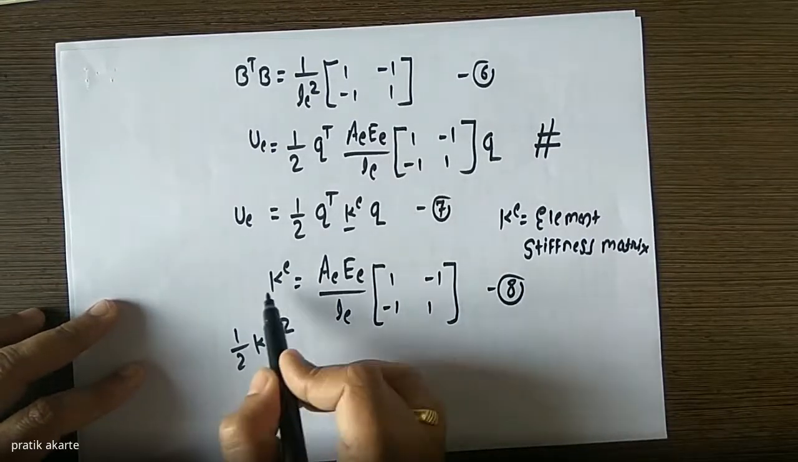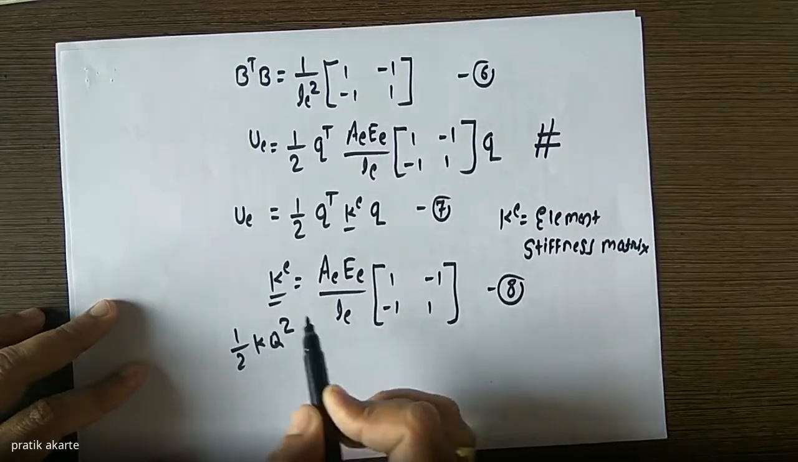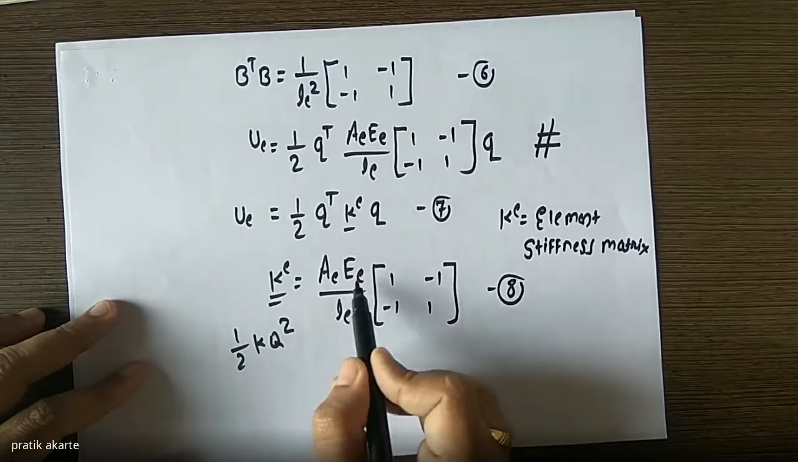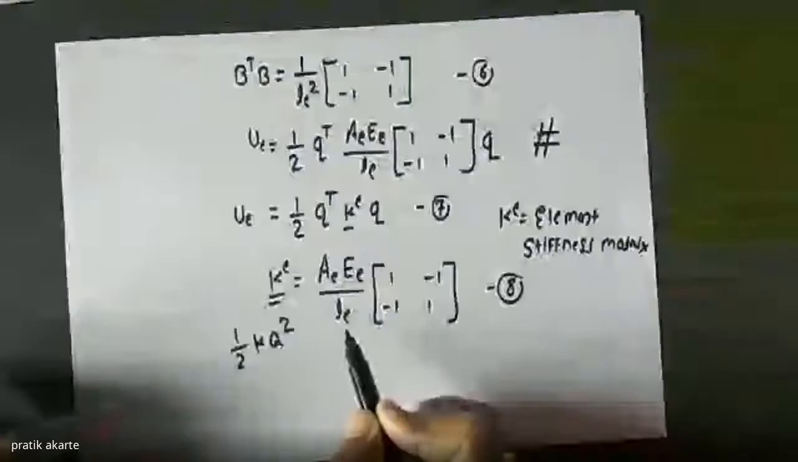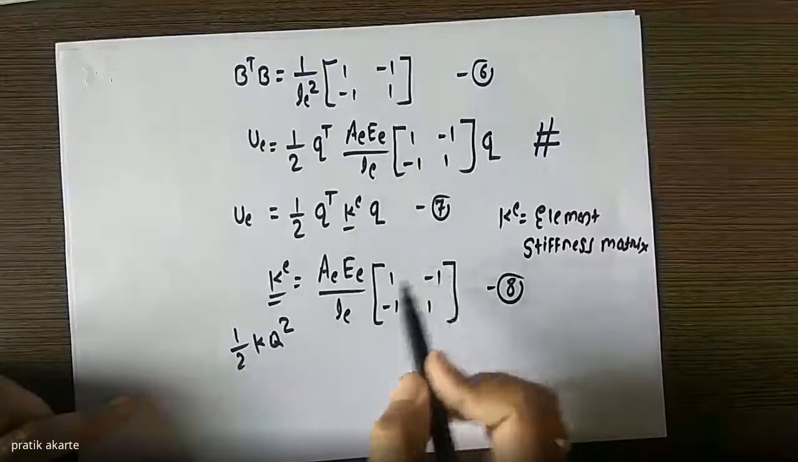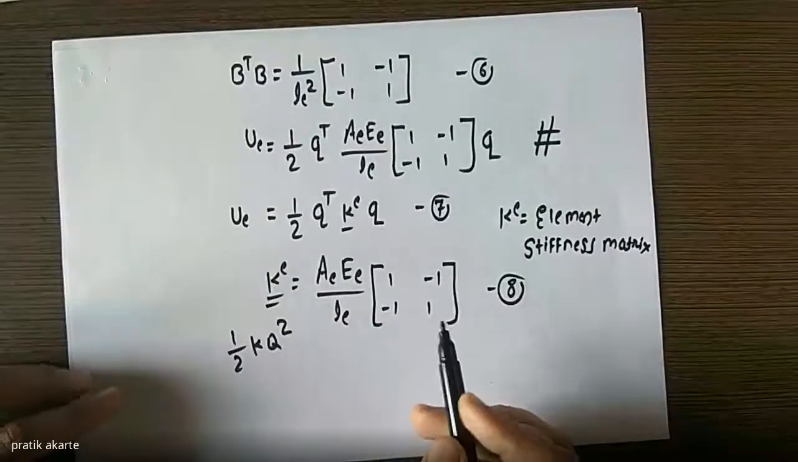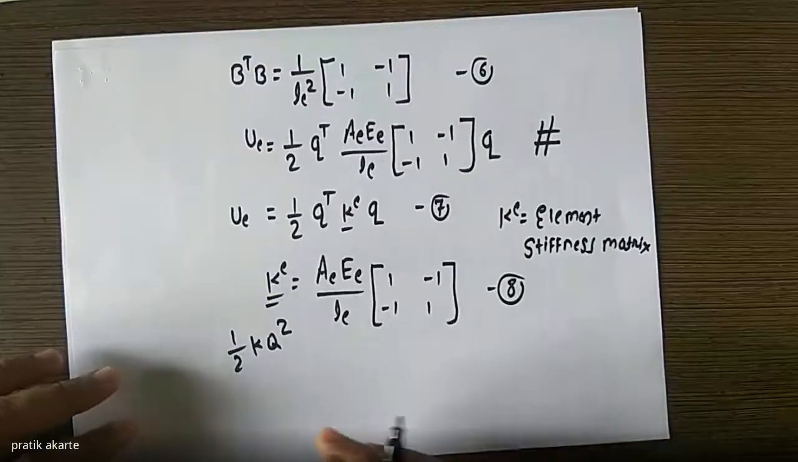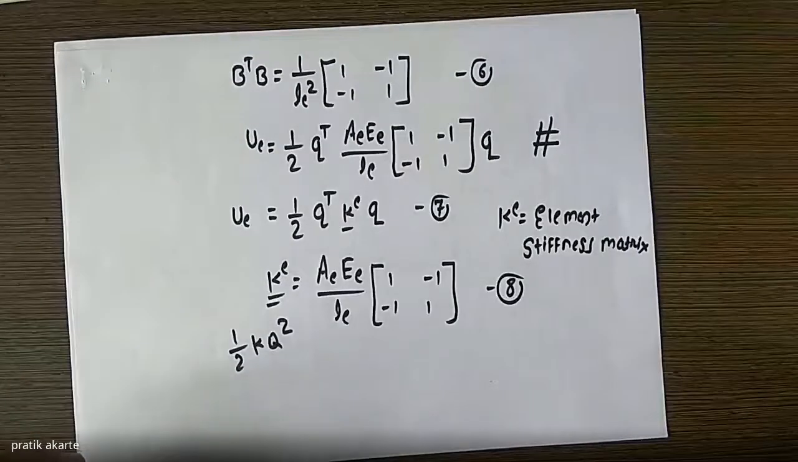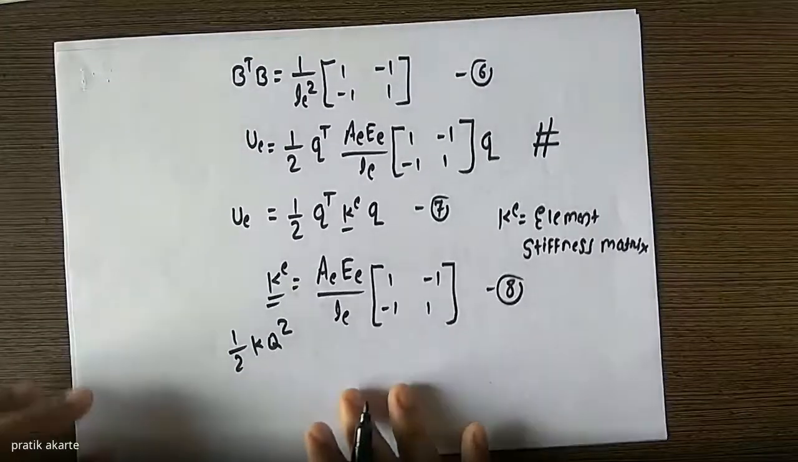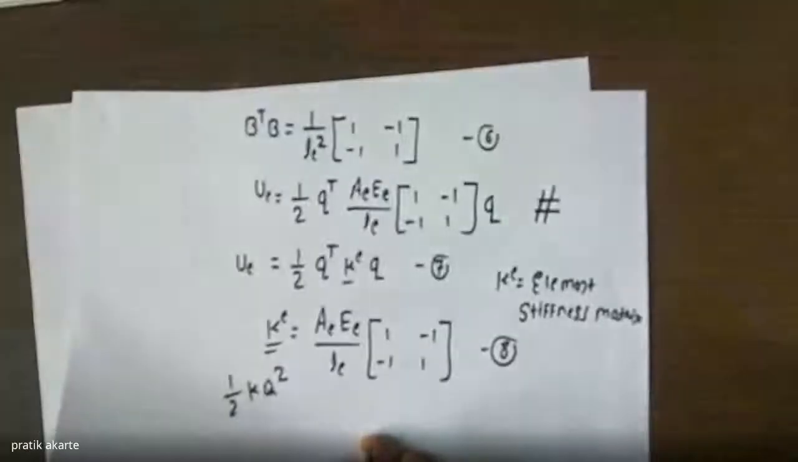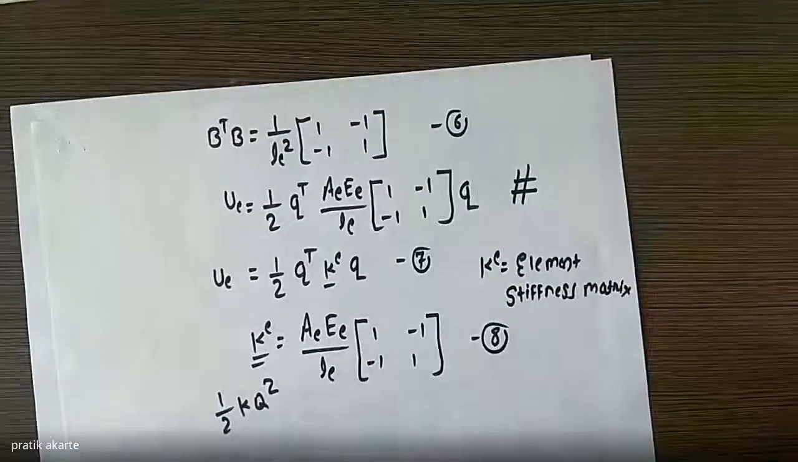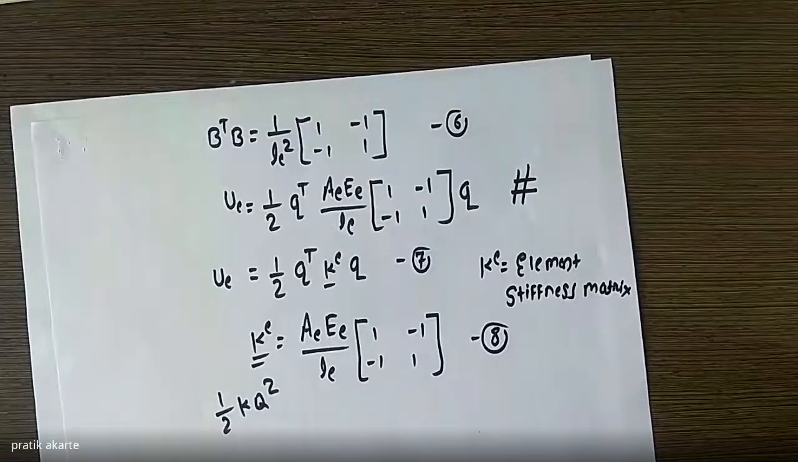Second, the element stiffness matrix Ke is directly proportional to the product of the cross-sectional area and modulus of elasticity, and inversely proportional to the length of the element. Also, this stiffness matrix is symmetric, and its transpose would be the same. So this is how we can formulate the element stiffness matrix. This is a very important derivation to remember.